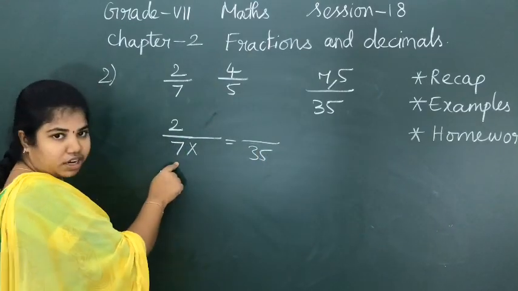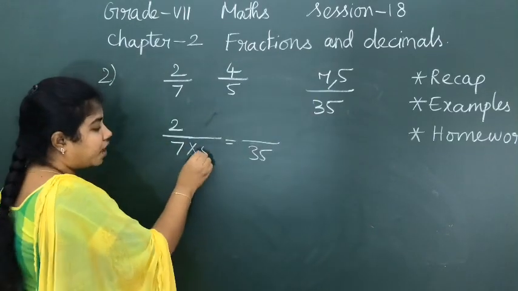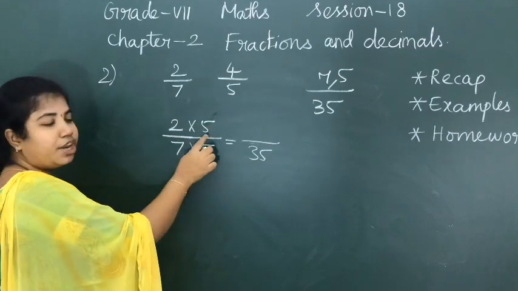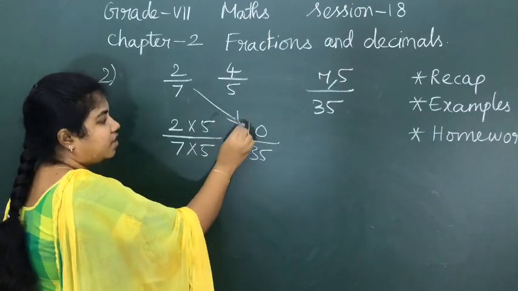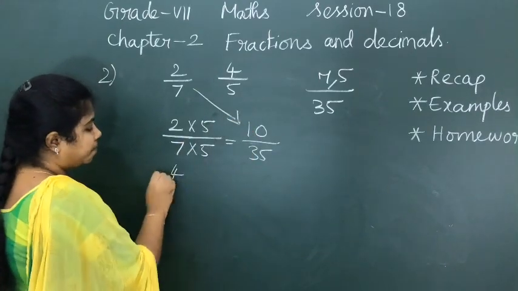So 2 by 7 is given. 7 into dash is 35. 7 into 5 is 35. So multiply the same number on the top. So 2 into 5 is 10. So 2 by 7 is converted as 10 by 35. Can you understand? Now take the next number.